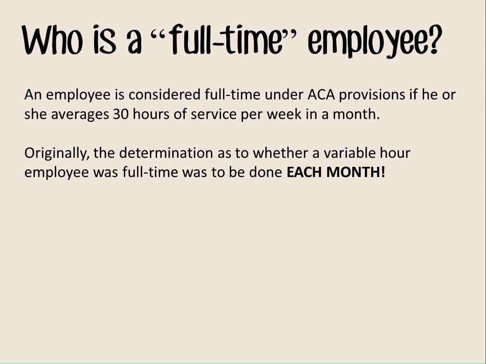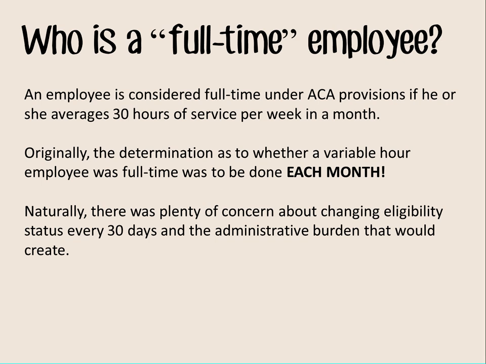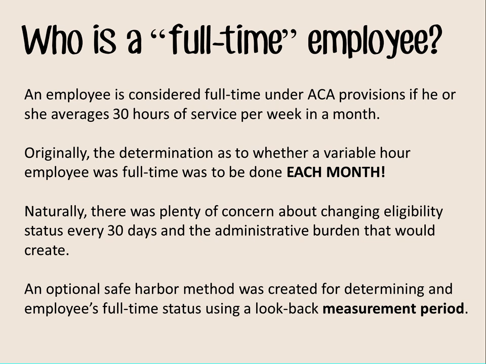Now, originally, this determination was to be done each month. You can imagine the administrative burden that would place on an employer having to determine eligibility every 30 days, taking the steps to get employees enrolled and offer coverage, etc. Because of this, an optional safe harbor method was created that allows for an employer to determine full-time status by using a look-back measurement period.